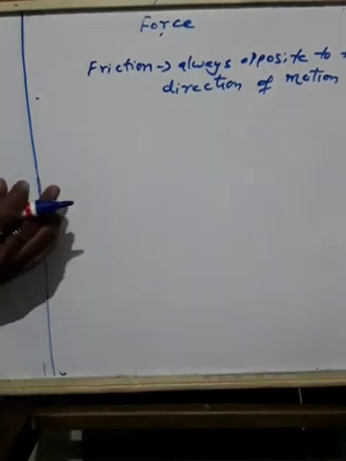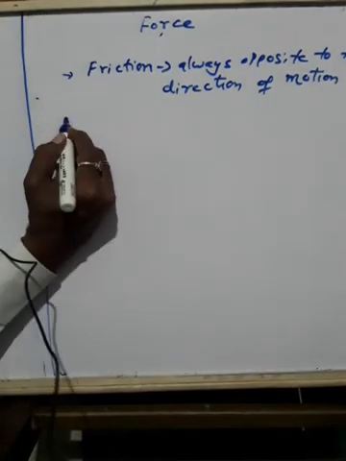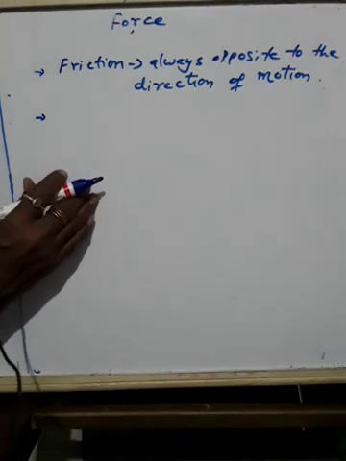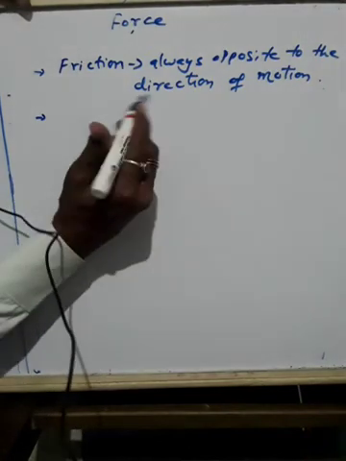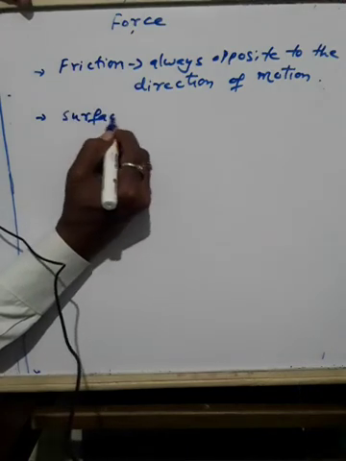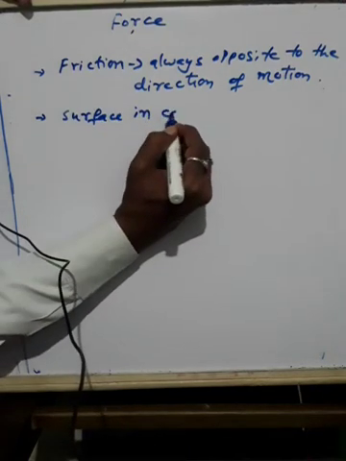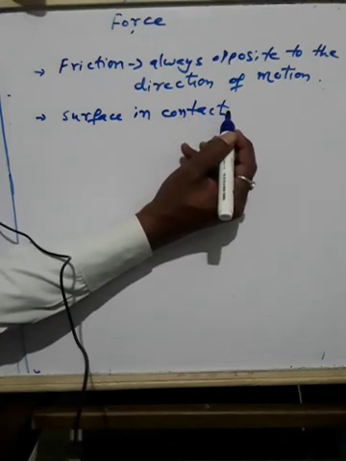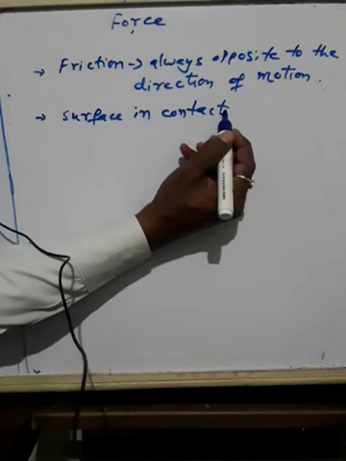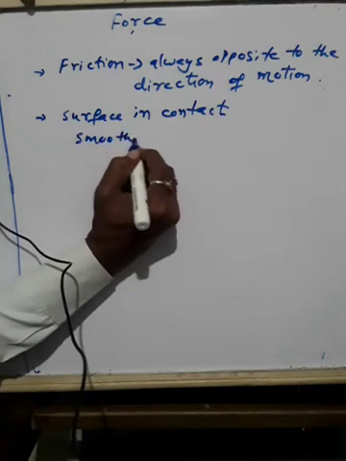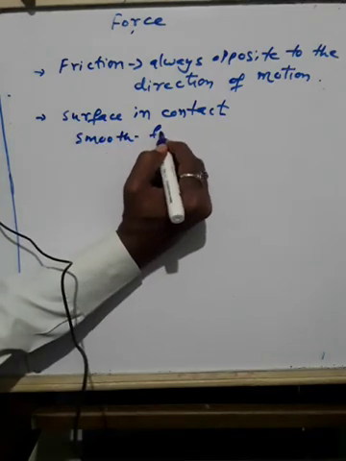Okay. Then the second property: the frictional force depends on the type of surface in contact. Again, the surface may be smooth or rough. If the surface is smooth, friction is less.